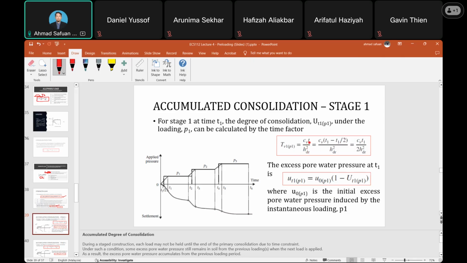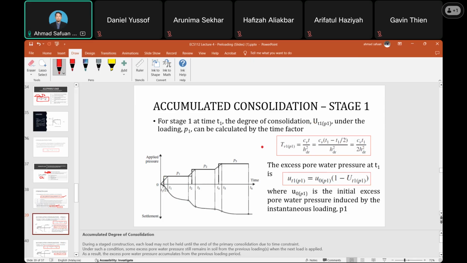But the time, okay, for stage number 1 is T1 minus T over 2. Okay, so then the equation has been simplified into Cv(T1/2) over H_dr squared. Okay, so once we obtain this Tv, we can estimate the Ut.